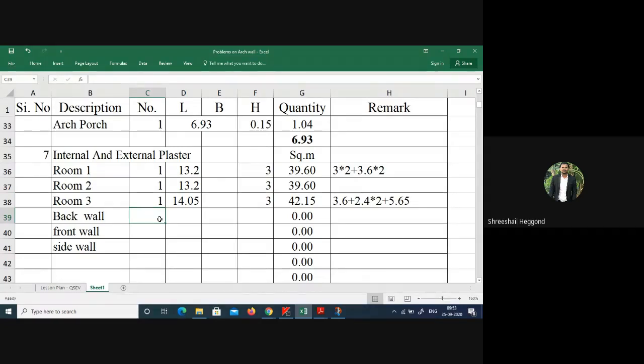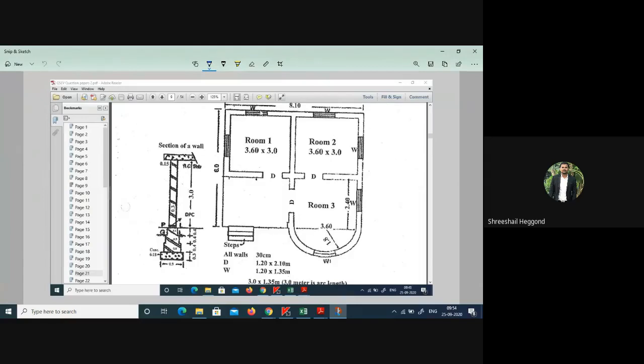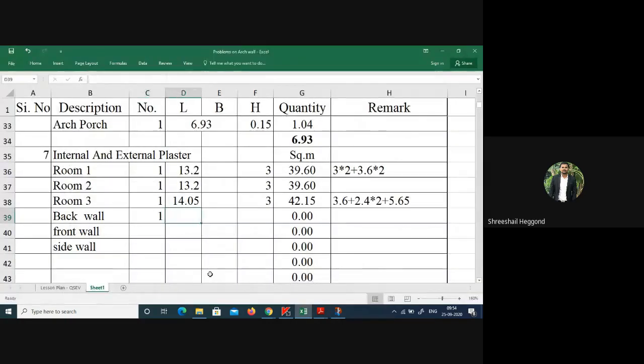Next is the backside wall. I can consider that end to end. It is external plaster. Now internal plaster, all 3 rooms are over. Next is external plaster. The backside room length is 8.1 meter. That can be written as 8.1 meter as it is for backside wall. That is one number. 8.1 is length. Breadth we are not going to consider.